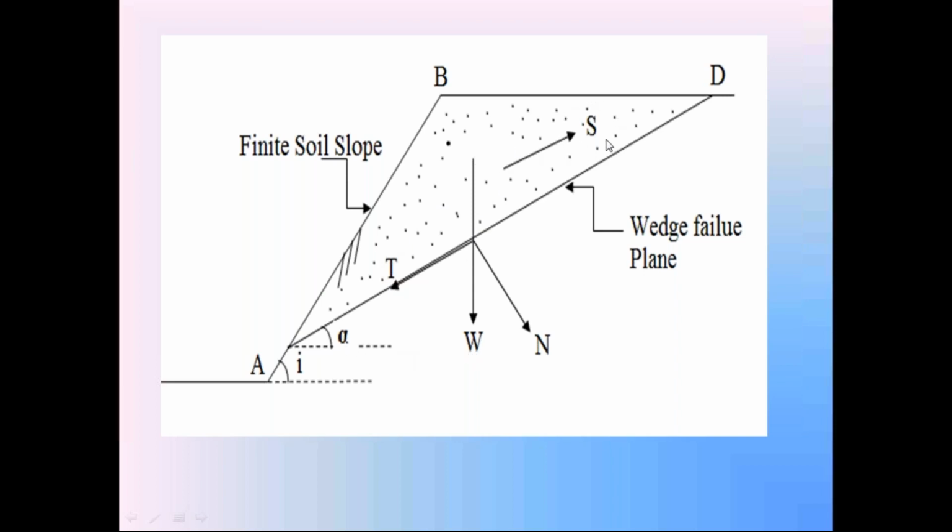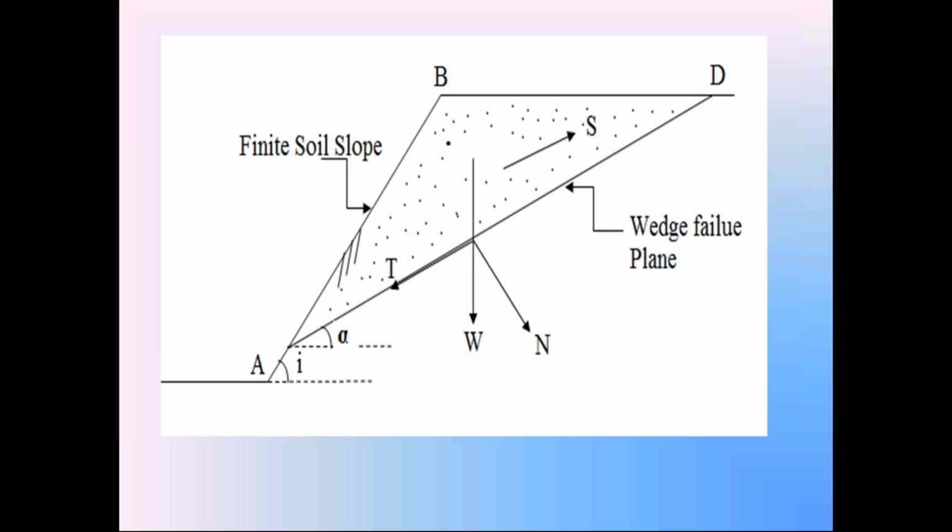Then find out the shear strength S of the soil according to the Coulomb equation. Here in the Coulomb equation, it is either the shear strength stress, small s, or the shear strength force, capital S. Shear strength stress is equal to c plus sigma tan phi. That is the Coulomb equation. Sigma is the total or the effective normal stress.